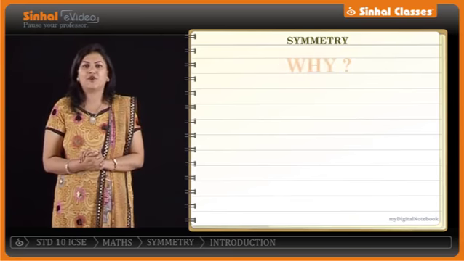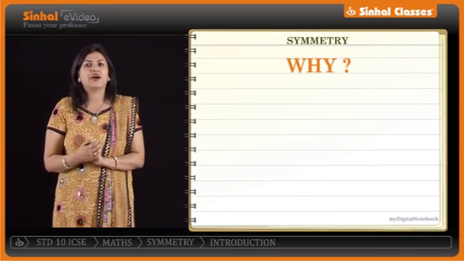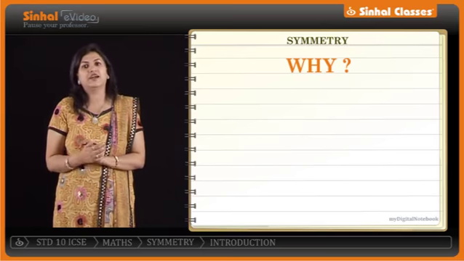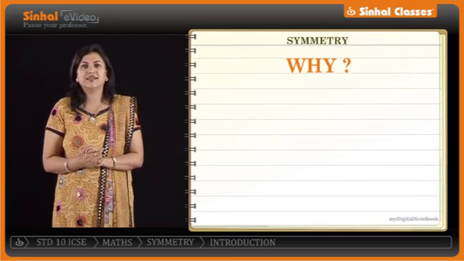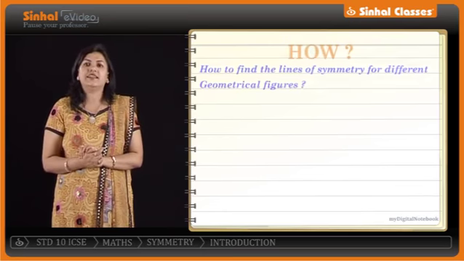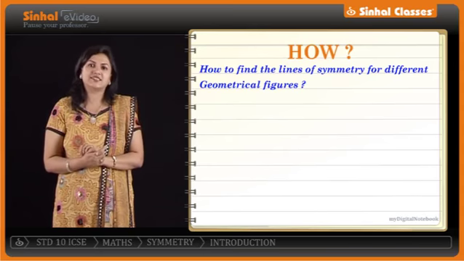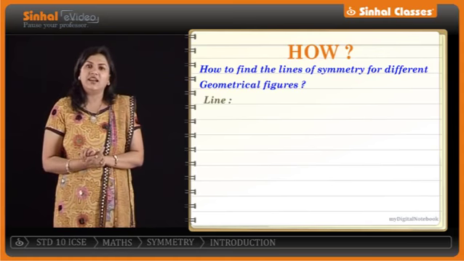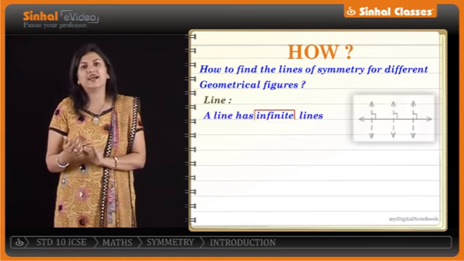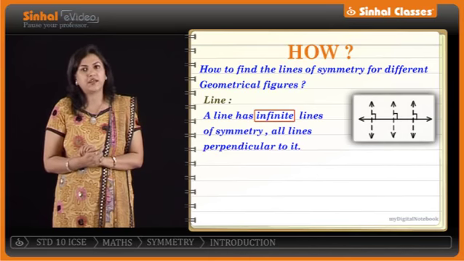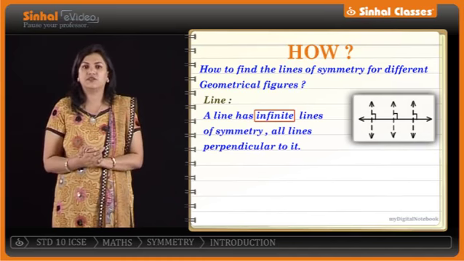Now, why should we draw lines of symmetry? By drawing lines of symmetry, we can know how many ways we can divide a figure into equal parts. Now, how to find the lines of symmetry for different geometrical figures? Let's start with a line. A line has infinite lines of symmetry. That is, all the lines which are perpendicular to the given line are its lines of symmetry.